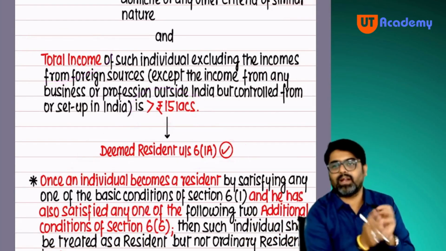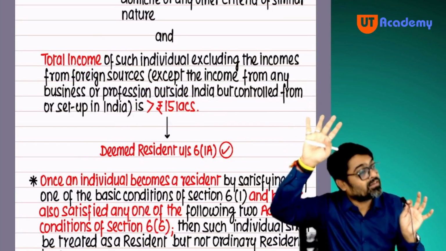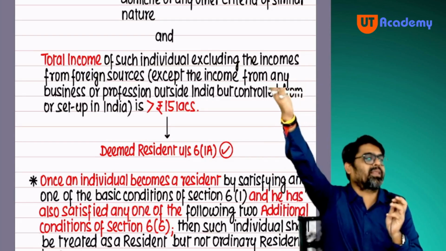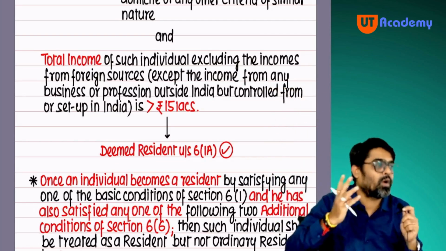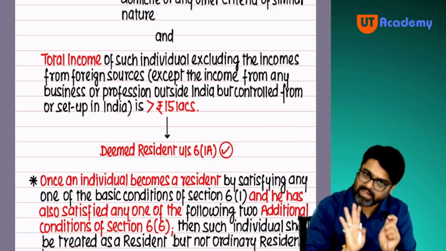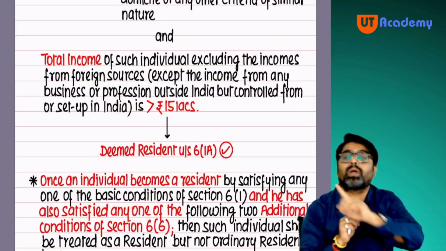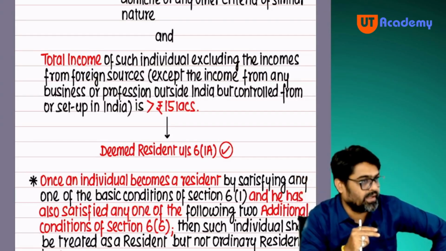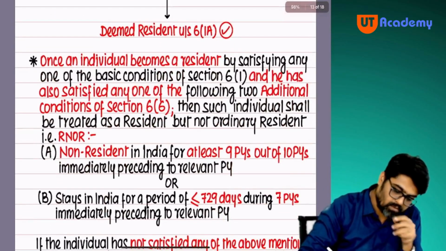Come to deemed resident only when you are not becoming a resident by fulfilling the simple condition. If you are becoming a resident there, become a resident there, no, by satisfying basic condition A or B. If you are not satisfying basic condition A or B and you are about to become a non-resident, only then there is a chance that you can become a deemed resident. Getting my point?